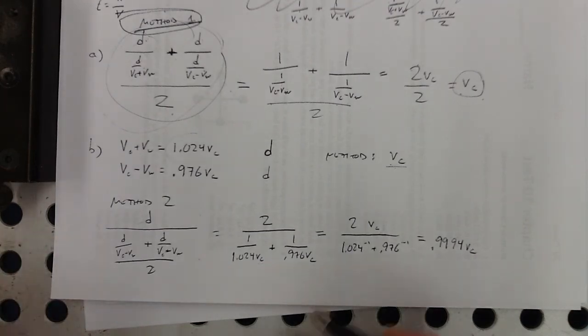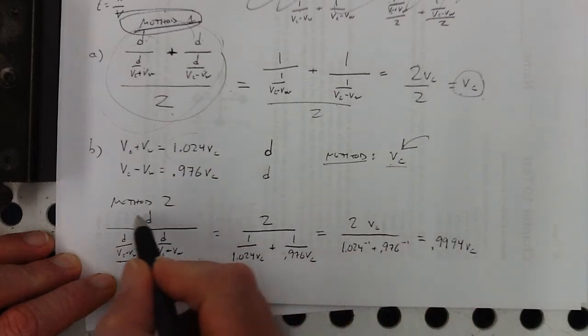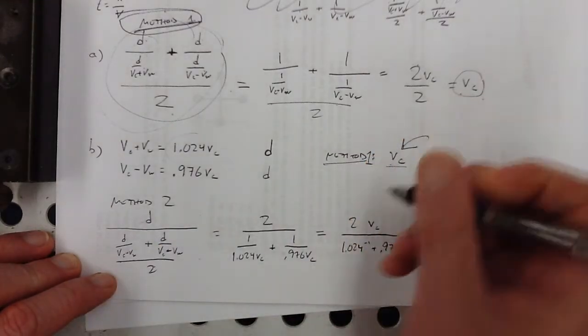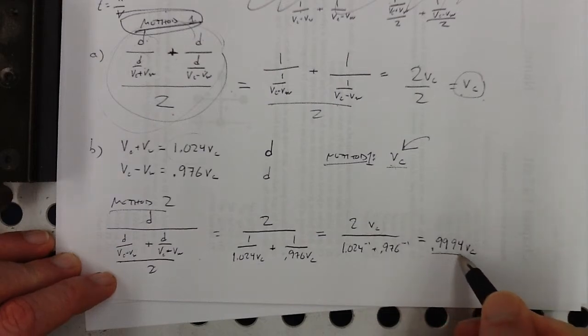So what does that mean? If you use method 1, you're going to get the correct speed. If you use method 2, you're going to get something that's a little bit smaller than the correct speed.